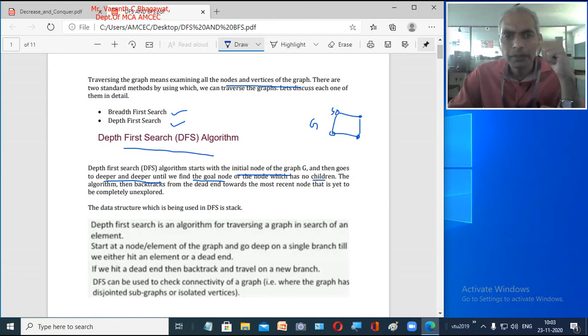So say for example, if you consider a tree, a tree is a subset of a graph, right?